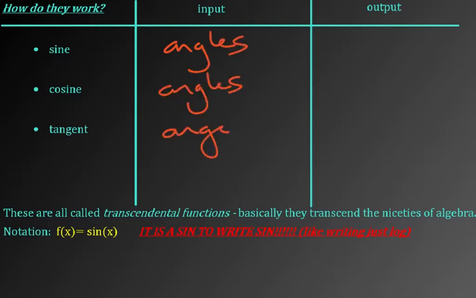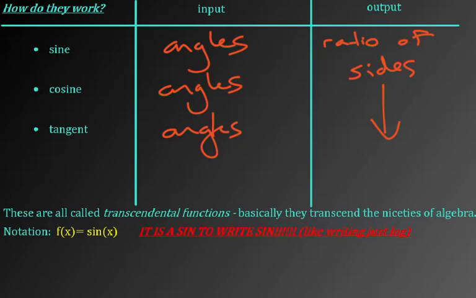But you plug in angles, okay, and you output a ratio of sides in the triangle that we've been using. So it's kind of an odd thing, and since it is kind of weird, it's what we actually call a transcendental function. There's some other ones in the world like this too. The idea is that they basically transcend the niceties of algebra. It's not very normal to plug in angles and get out ratios of sides. You still are plugging in a number and getting out a number, but what the number is is kind of an odd thing if you think about it.